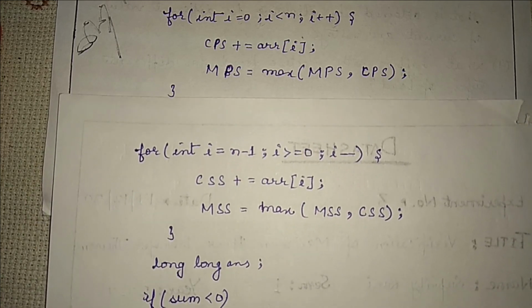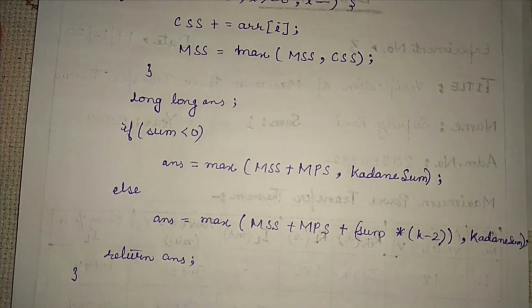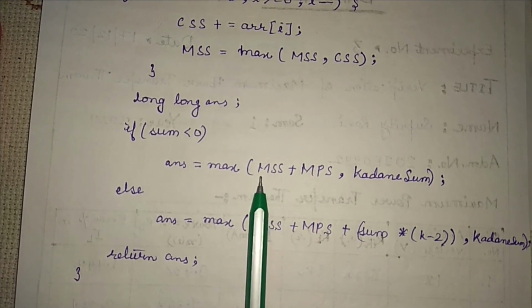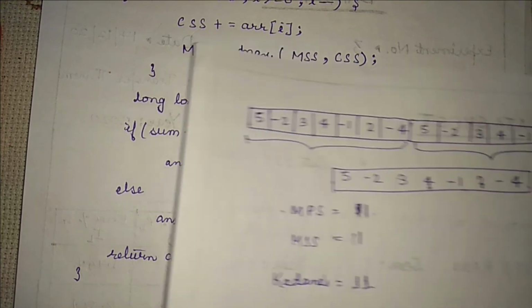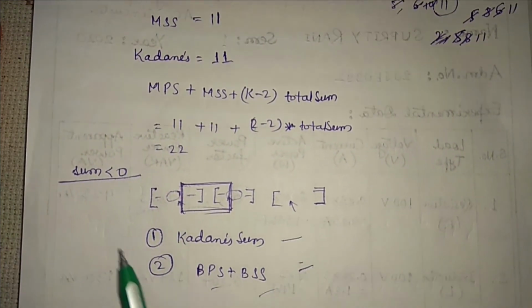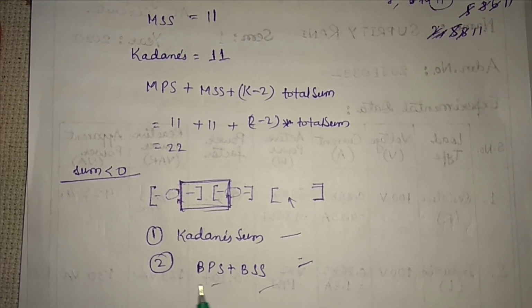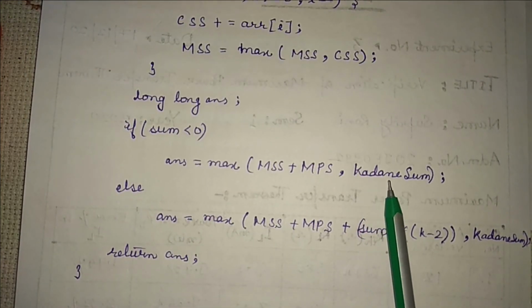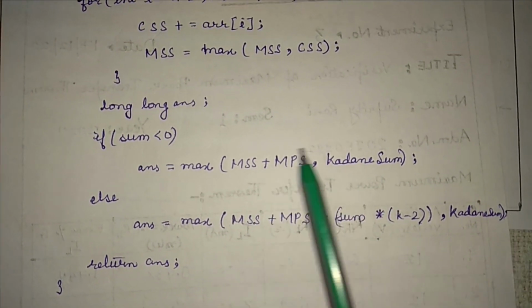After that, as we have discussed, what I have to do is, if sum is less than 0, what will be our answer? As we have discussed, if the sum is less than 0, let me show you that page also so that you won't be confused. If the sum is less than 0, either Kadane sum or this will be the maximum. Similarly, I have taken either the Kadane sum or maximum suffix sum plus maximum prefix sum will give you the maximum. Either of them can give you the maximum result.